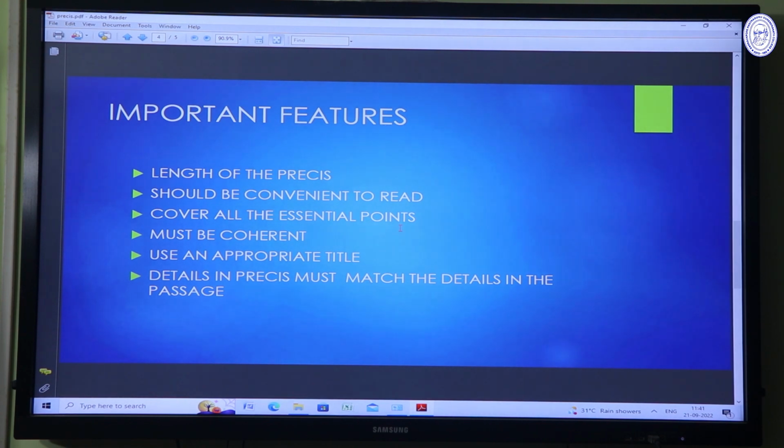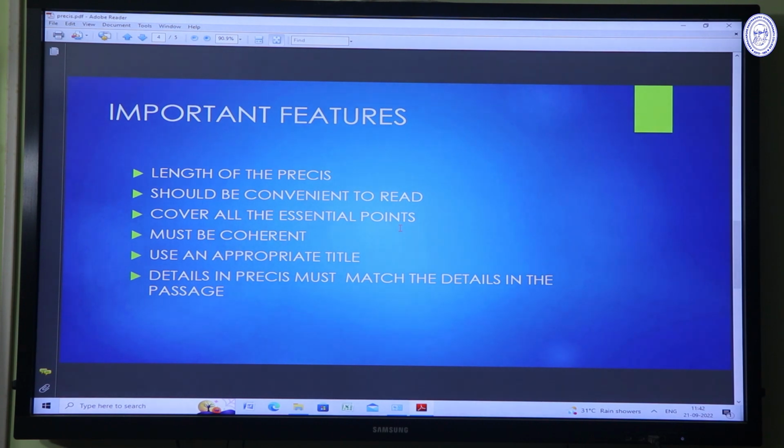Then, since you are doing the editing, since you are reducing the length, that does not mean reading the Precis will be a difficult job. As a writer, it is your responsibility to make reading the Precis a very convenient one. Somebody who is going to read your Precis should find it extremely easy, extremely convenient to understand what you try to write.